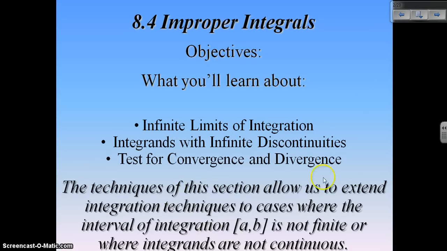Alright, today we wrap up the final section in Chapter 8 for improper integrals. We're going to talk about infinite limits of integration. That is one of the things that makes an integral improper: if you have infinite limits of integration. Also, it will be improper if you have integrands with infinite discontinuities. And then we'll talk a little bit more about convergence and divergence.